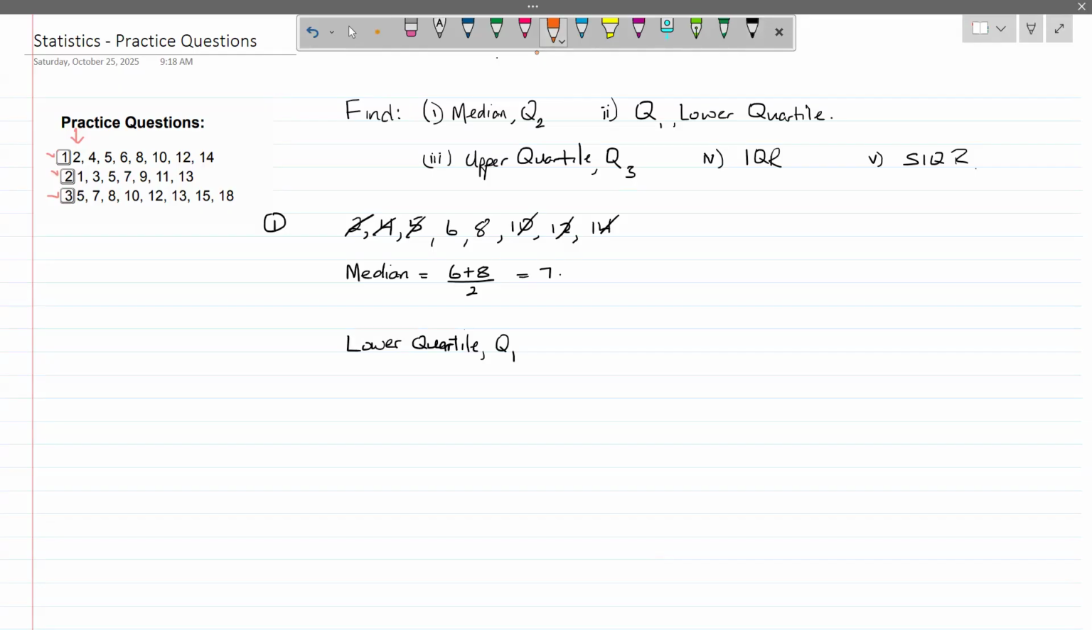Let's look at the number of values, just to make this a little easier for you. 1, 2, 3, 4, 5, 6, 7, 8. So 8 divided by 4 is 2. This is where our lower quartile is going to be. Q1 is going to be equal to the second position. Because if we divide it into 4 equal parts and take the middle, we get these two values here. So Q1 is going to be 4 plus 5 over 2. That's 9 over 2, 4.5.